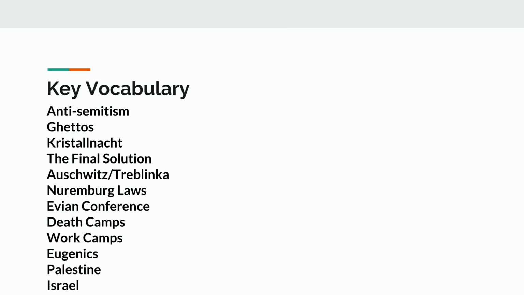Again, look at your key vocabulary. Make sure that you're familiar with all of these terms. Anti-Semitism, ghettos, Kristallnacht, the final solution, Auschwitz, Treblinka, Nuremberg laws, Evian conference, death camps, work camps, eugenics, Palestine, and Israel.